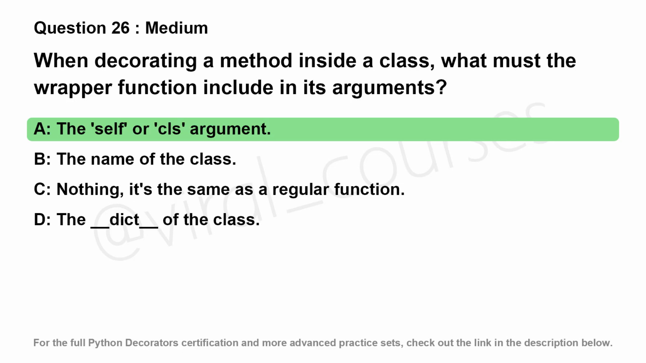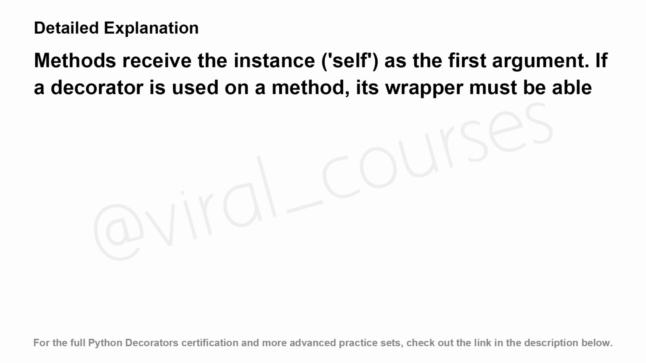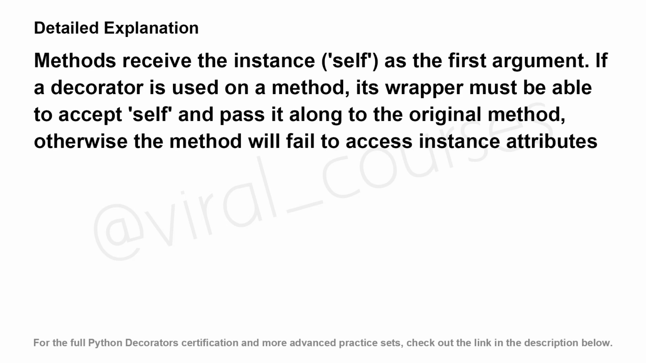The correct answer is A. Methods receive the instance, self, as the first argument. If a decorator is used on a method, its wrapper must be able to accept self and pass it along to the original method. Otherwise, the method will fail to access instance attributes.